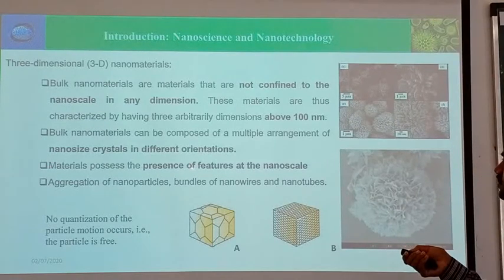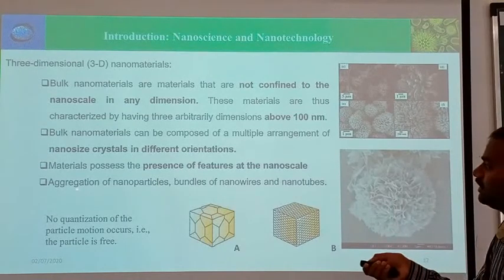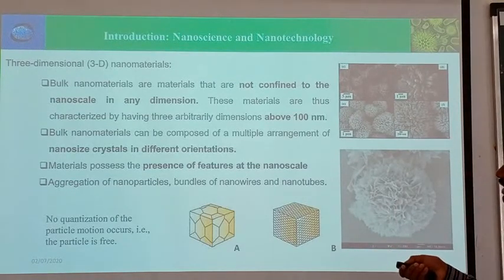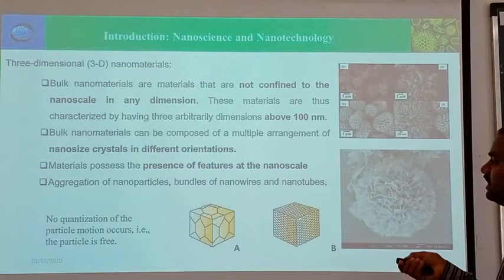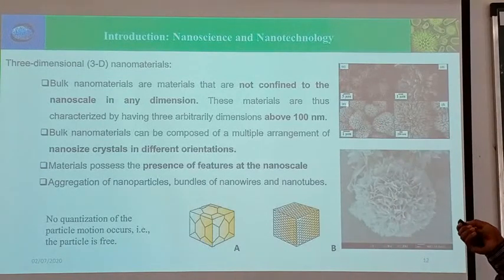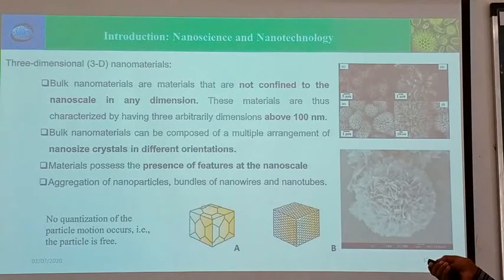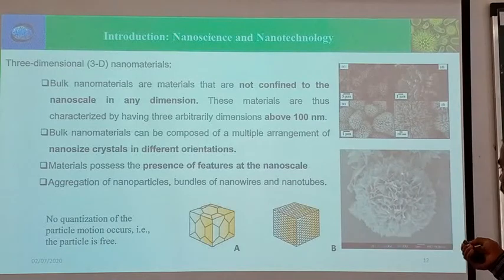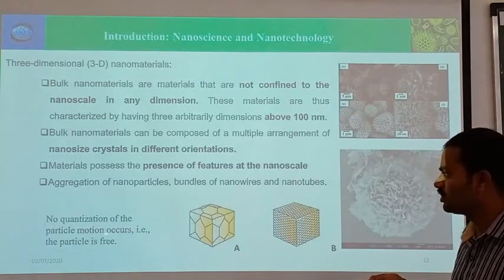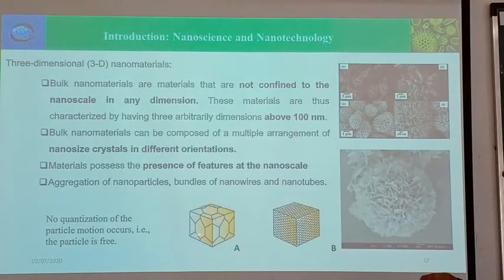The material possesses features at the nanoscale. The arrangement of nanoparticles, bundles of nanowires and nanotubes, can make a three-dimensional material. Here is an example of three-dimensional materials. Nanoflower, you can see the three-dimensional nanostructure, which is a three-dimensional nanomaterial. So there is no quantization of particle motion, that is, the particle is free, which is a three-dimensional material.